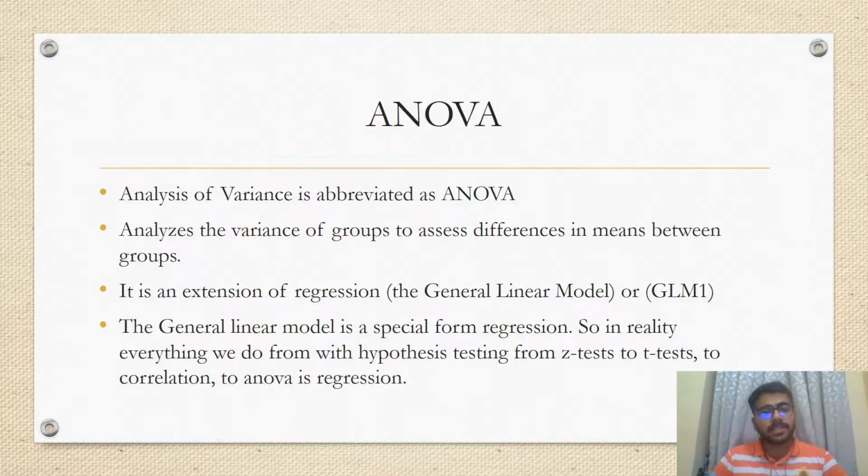It is an extension of regression or the GLM model, the general linear model. The general linear model is a special form of regression. In reality, everything we do from hypothesis testing, from z-test to t-test to correlation and to ANOVA, is regression. So we can say that ANOVA is an extension of regression or the general linear model.